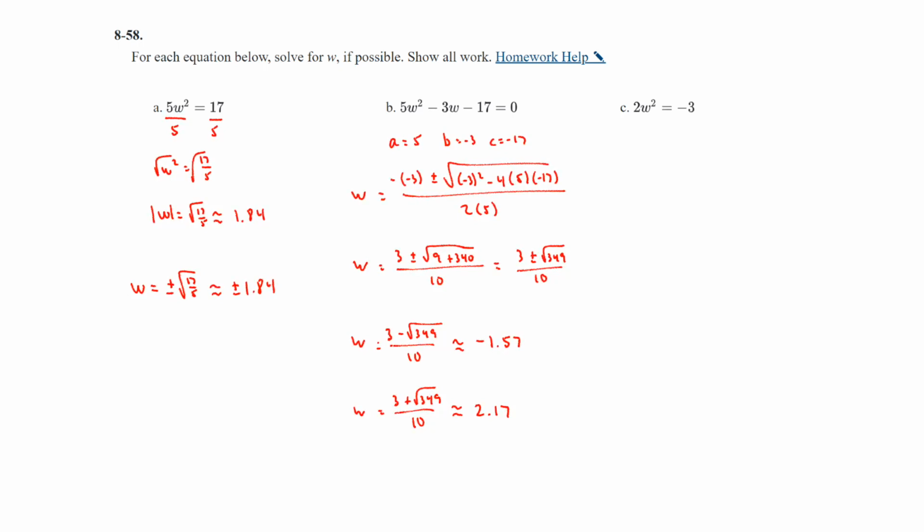All right, and then the last value here, we have 2w squared is equal to negative 3. Similar to a, we're going to divide by 2 and we get w squared is equal to negative 1.5 or negative 3/2, and then you have to take the square root of both sides to get the w by itself, or at least the absolute value, but then we have the square root of negative 1.5. And so on this one, there are no real solutions because we can't take the square root of negative 1.5. So we have no real solutions.